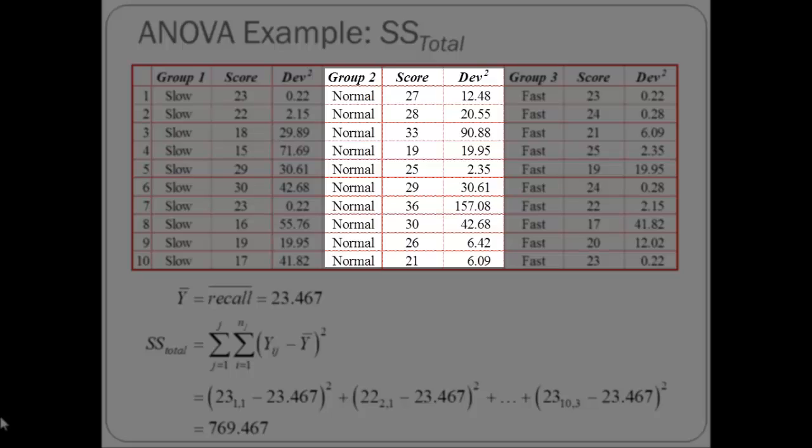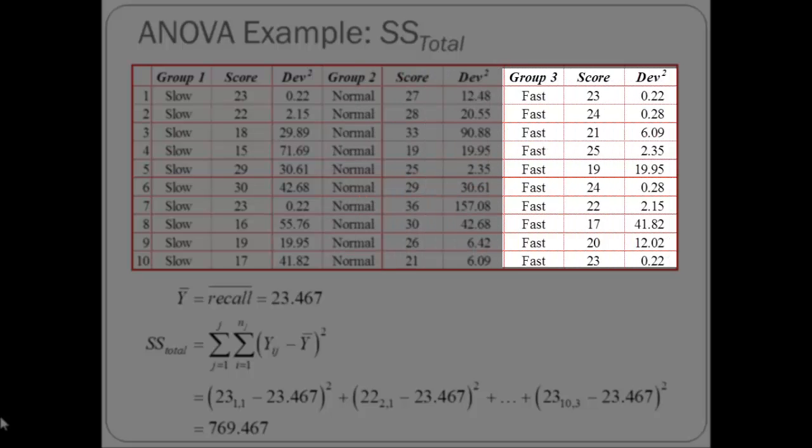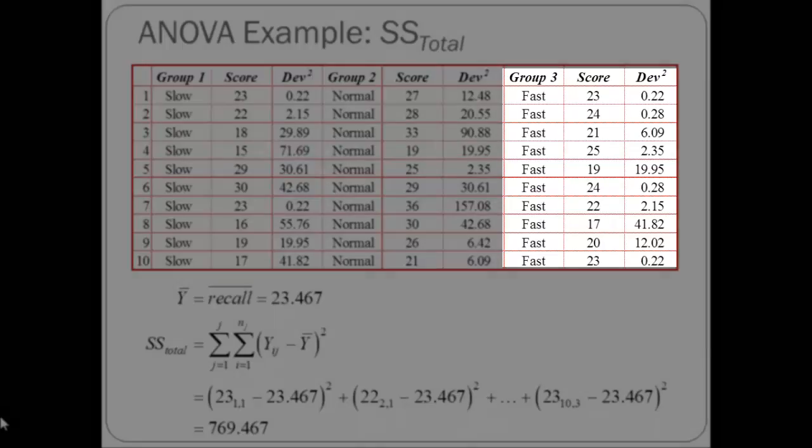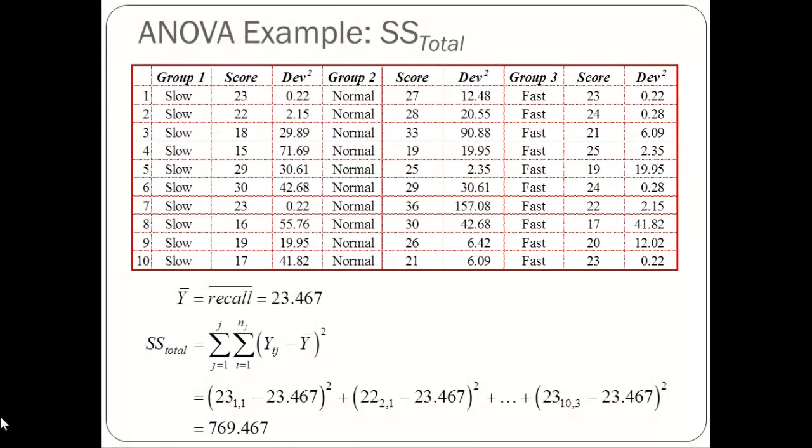I repeat this for group 2 and group 3. If I take all of those deviations squared and I add them all up, I get my total sum of squares, or my SS total. In this particular example for calculating SS total, I'm actually ignoring what group a person is in, because I'm looking at the difference or the variability of each recall score around the overall or grand mean without regard to group membership.